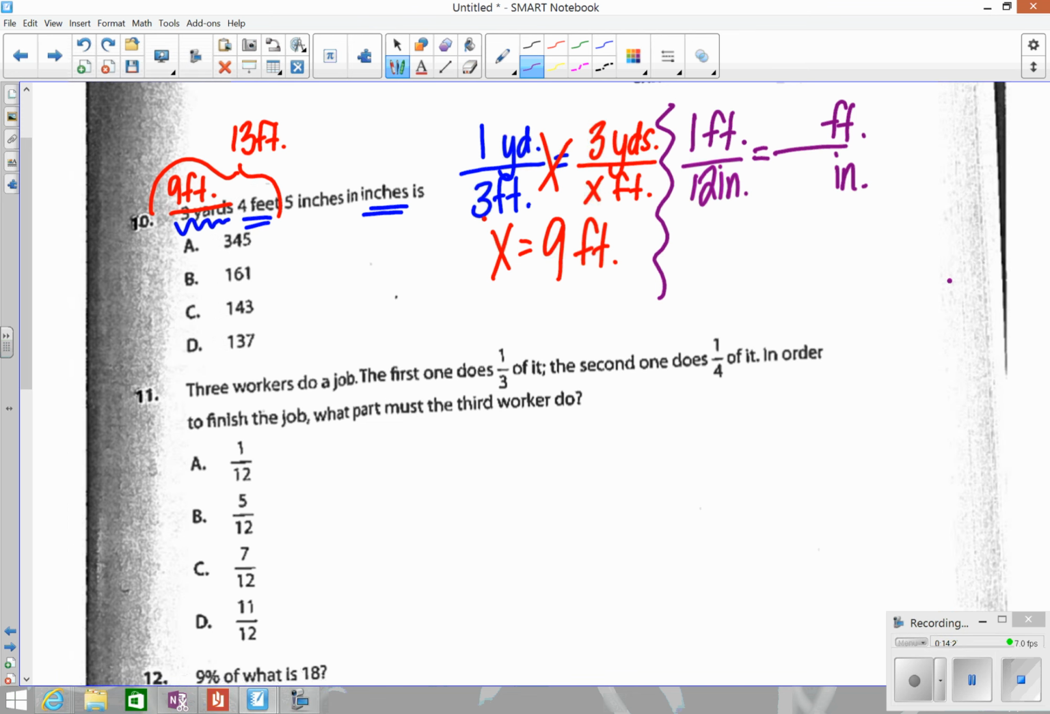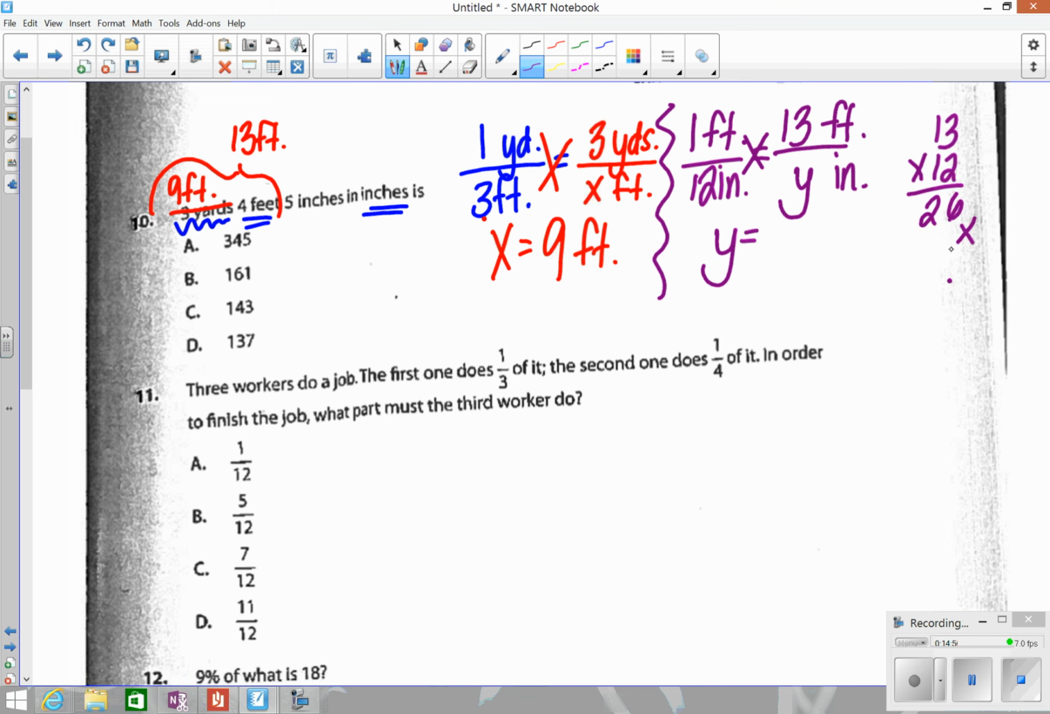Well, we have the feet is 13. We're trying to find the inches, so I'm just going to put a y there. That's my unknown. Cross multiply it, and we just have to solve that. So y is going to equal 13 times 12. So 13 times 12, multiply 2 times 3, you get 6. 2 times 1, you get 2.